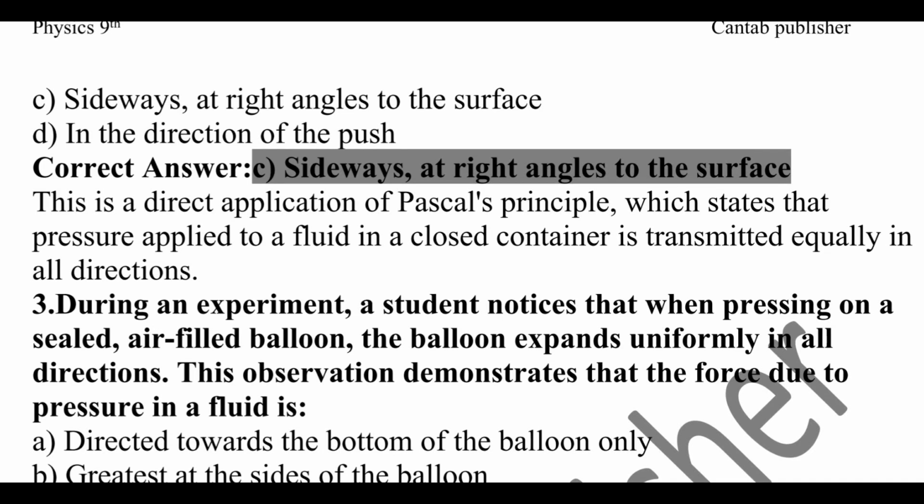This is a direct application of Pascal's principle, which states that pressure applied to a fluid in a closed container is transmitted equally in all directions.